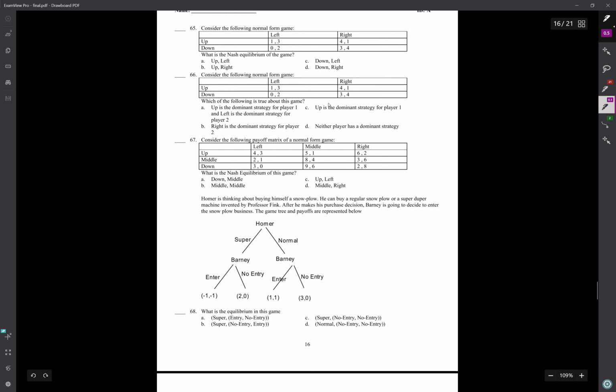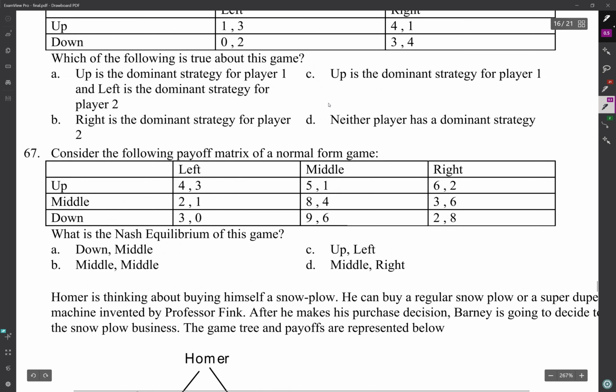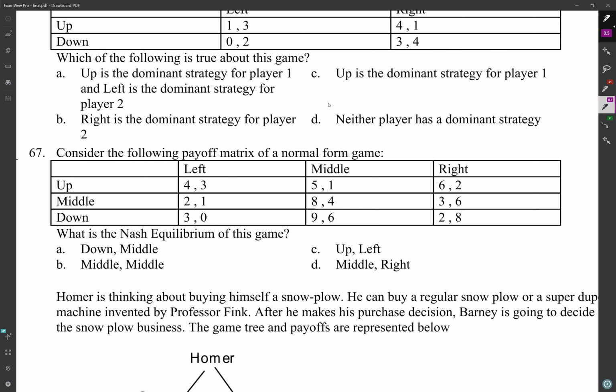Let's look at a few of these. All right, let's look at number 67. Number 67 is just a regular payoff matrix. Remember that player 2 is column, player 1 is row. What do we do when we're trying to find a solution, our solution concept, which is Nash equilibrium? We just hold our opponent's moves constant. So let's start with player 1.